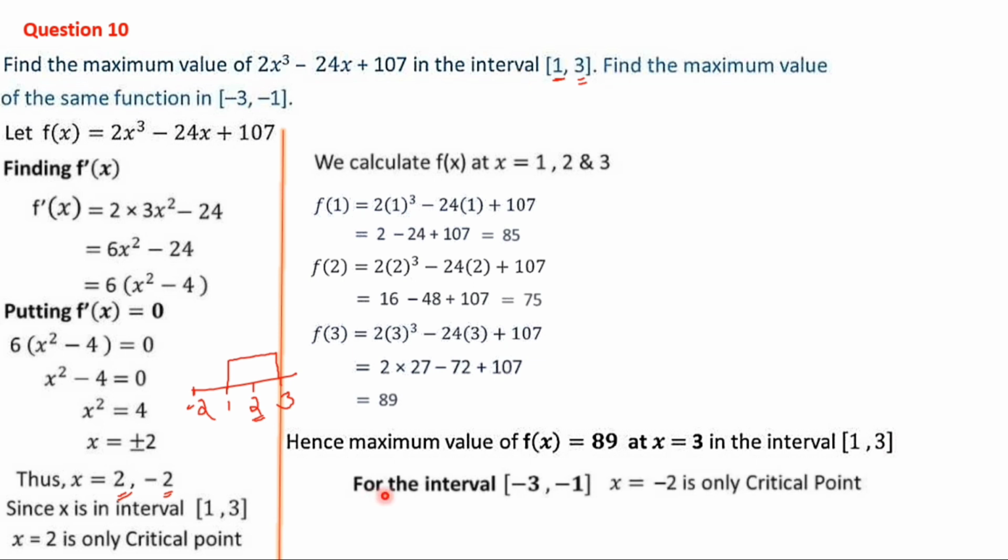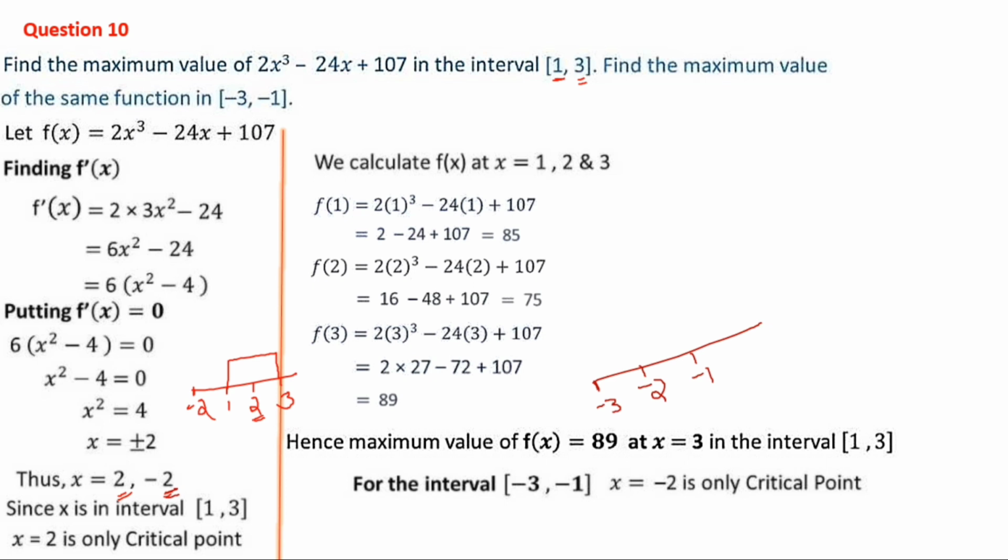Then for the interval [-3, -1], we will get x equals -2 as the only critical point. You can see it is between -3 and -1. If you want, just draw it on a number line so that it is easy to understand. So here -3 is the smallest one. Then we have one more value, -2, from our list. Then the next point is -1.